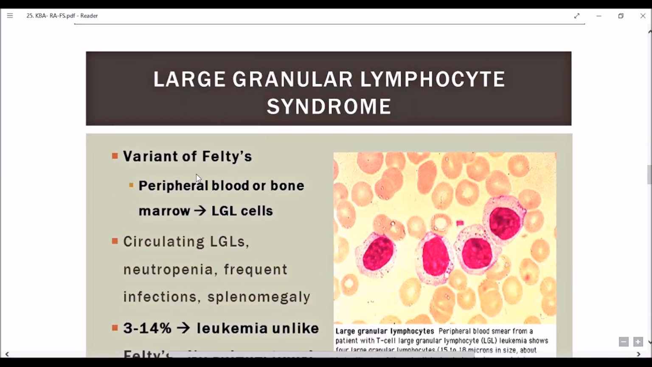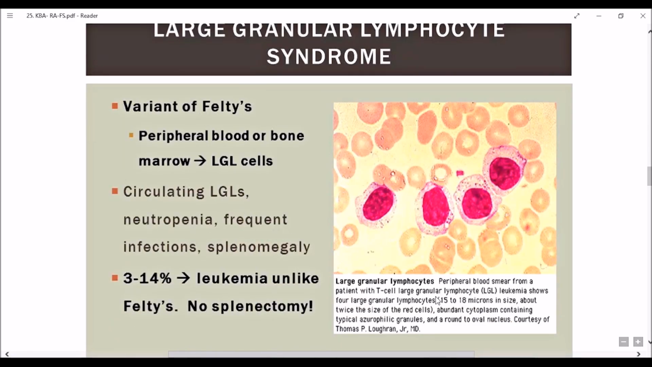A variant of Felty's is LGL cells in the peripheral blood or bone marrow. An LGL cell is a large granular lymphocyte, so large lymphocytes having some granules. A peripheral blood smear from a patient with T cell large granular lymphocyte leukemia shows 4 large granular lymphocytes, 15 to 18 microns in size, about twice the size of the red cells, with abundant cytoplasm containing the typical azurophilic granules and a round to oval nucleus.